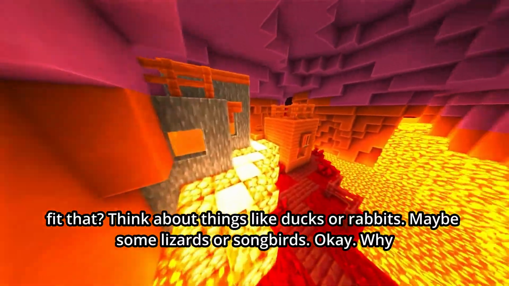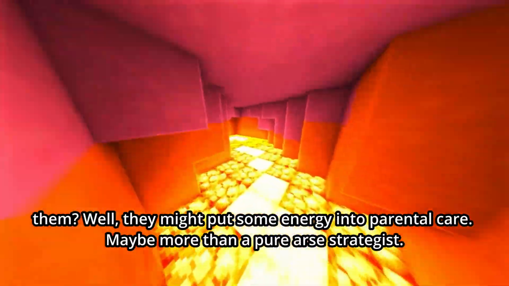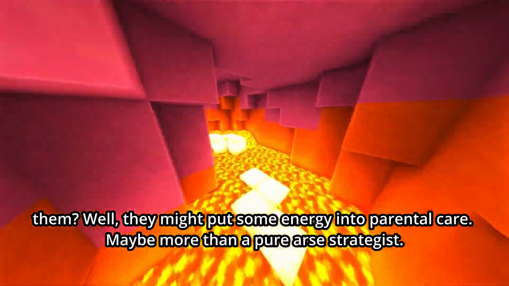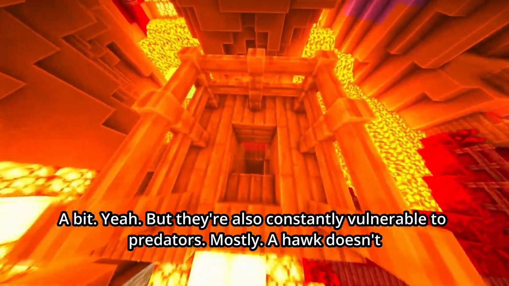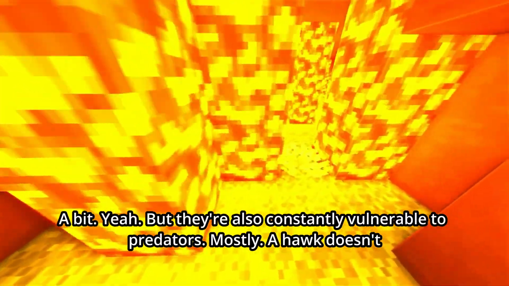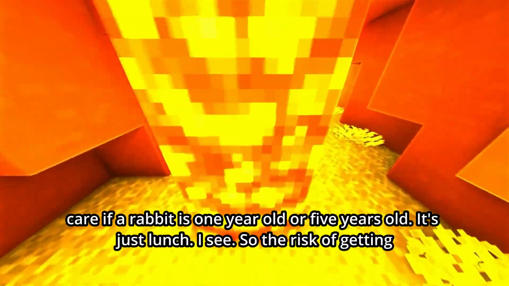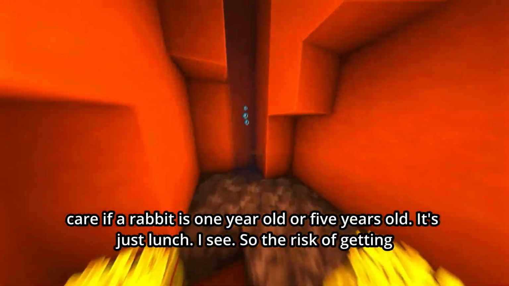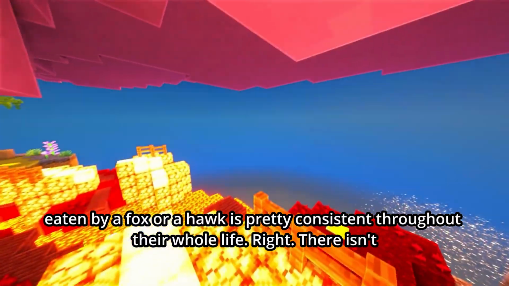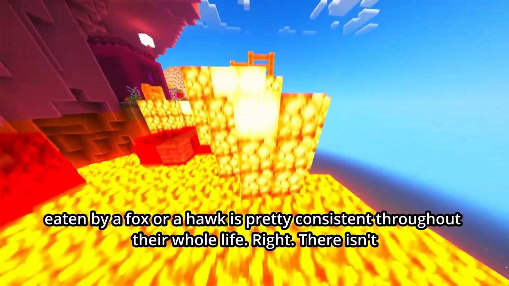Why them? Well, they might put some energy into parental care, maybe more than a pure R strategist. A bit K-ish. A bit, yeah. But they're also constantly vulnerable to predators, mostly. A hawk doesn't care if a rabbit is 1 year old or 5 years old. It's just lunch. I see. So the risk of getting eaten by a fox or a hawk is pretty consistent throughout their whole life. Right.